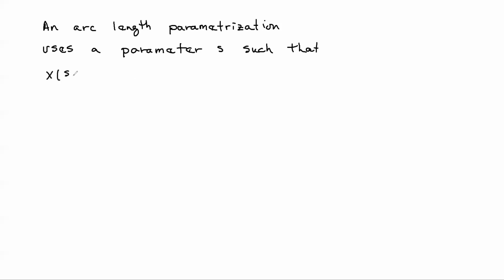if you plug in S1 into your parameterization, and you plug in S2 into your parametric equation, if you go through and do that, then the 2 points on the curve are S2 minus S1 units of distance apart. I'll draw a picture in a second so that might make more sense.